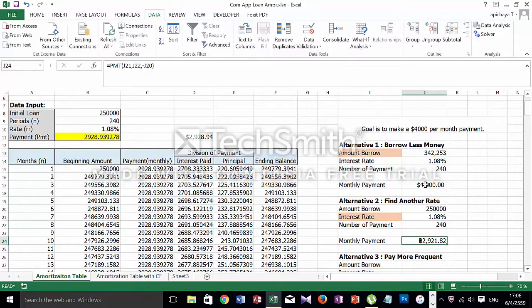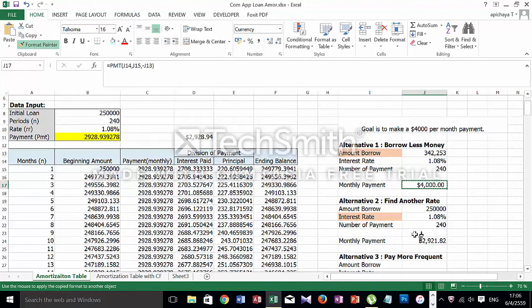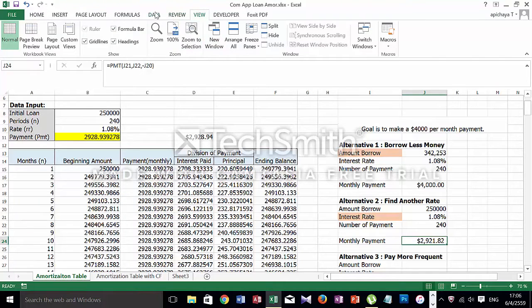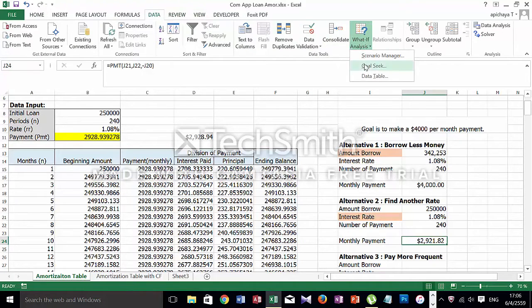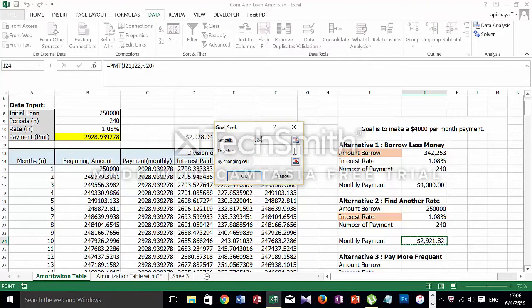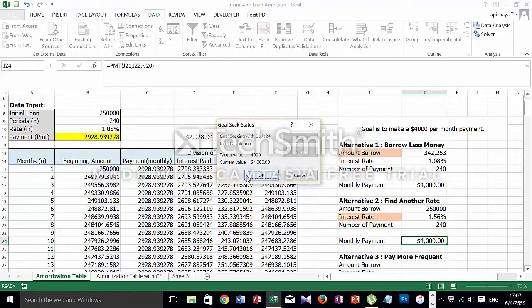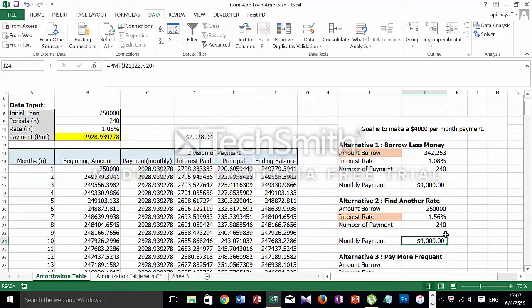I'm going to format this so that I could have the unit in dollars. Now using the Goal Seek, I'm going to change J24 to 4,000 by changing the interest rate. So the maximum interest rate the bank could charge me is 1.56%.